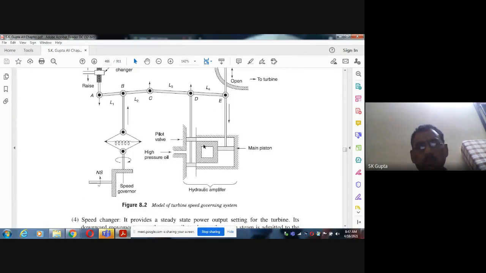Here, the hydraulic amplifier. How? Suppose now we have converted movement of A and B into C, and we have also converted movement of C into movement of D. We have also converted movement of E into movement. Every movement we have converted into movement of D. Now, how does the movement of D affect this main piston?